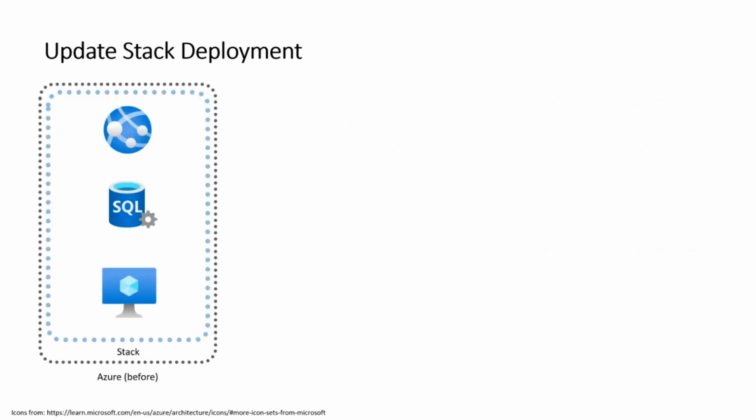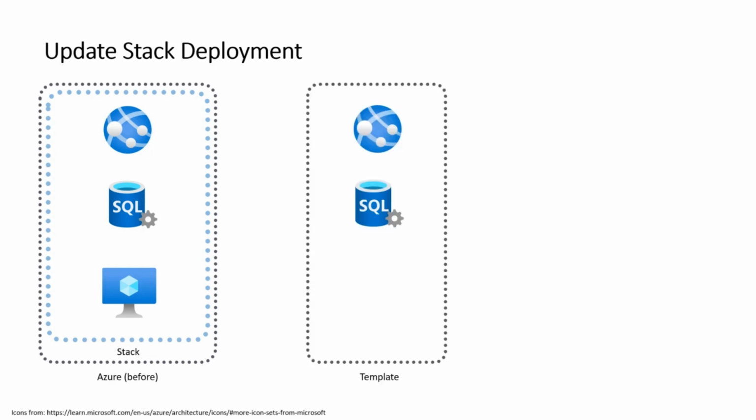It gets a little bit more interesting when we start talking about updating. Let's now say that I felt like in the past it was a good idea to also have a virtual machine. Virtual machines aren't a good idea, but let's say we still had that belief in the past. In Azure, I now have a stack containing an app service, a SQL DB, and a virtual machine. Then I come to my census, and I create a template with just an app service and a SQL DB, and I deploy that into Azure.